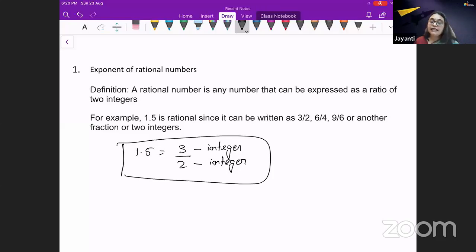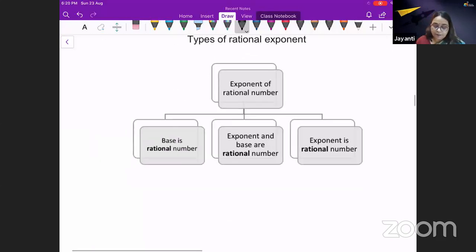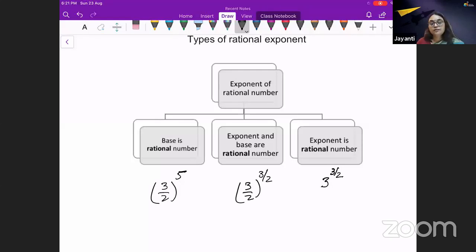Now let's see how to express this in terms of exponents. There are three ways. First is when the base is a rational number, that means your base 3 by 2 raised to the power of 5. Second is if your exponent is a rational number, we write 3 to the power of 3 by 2. And the third case is when both are rational, 3 by 2 to the power of 3 by 2. So there are three scenarios: when base is a rational number and exponent is an integer; when base and exponent both are rational numbers; and third, when base is an integer and exponent is a rational number. We will first touch upon the first part today.